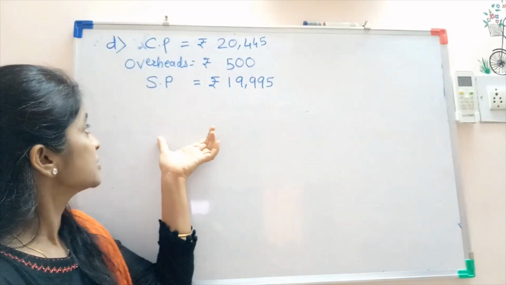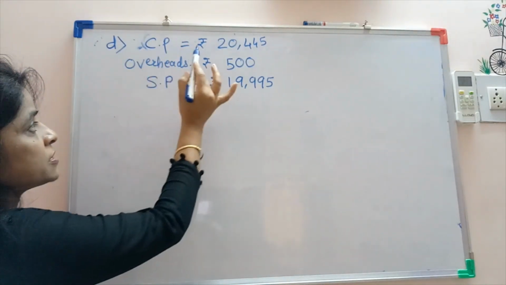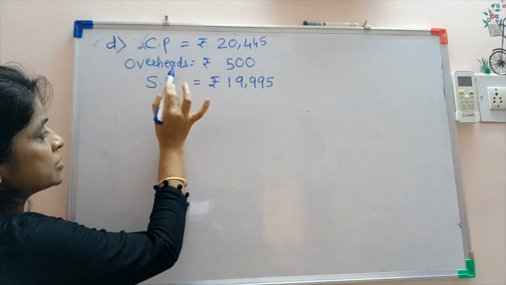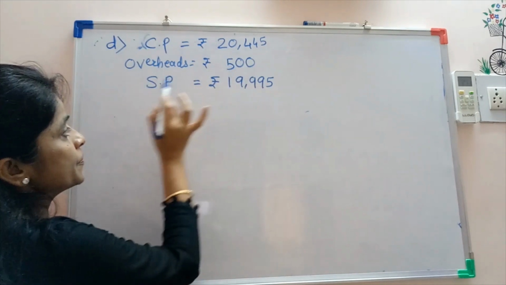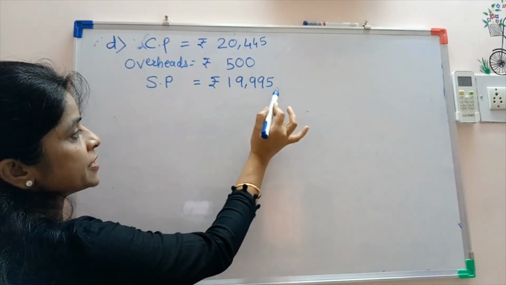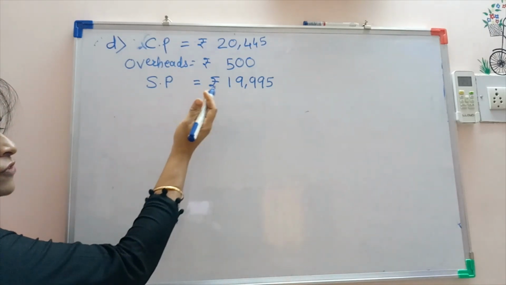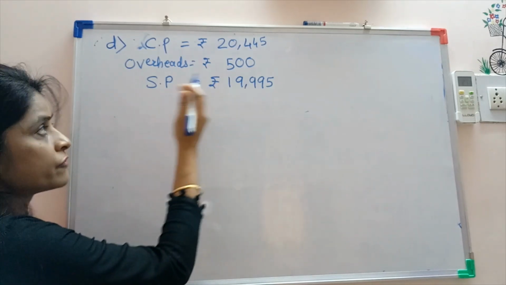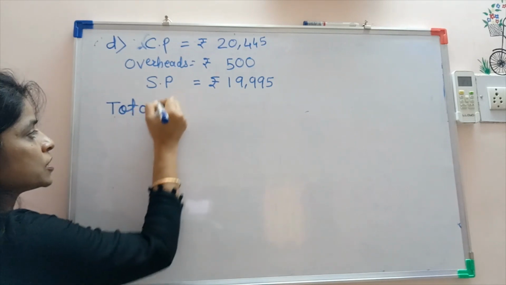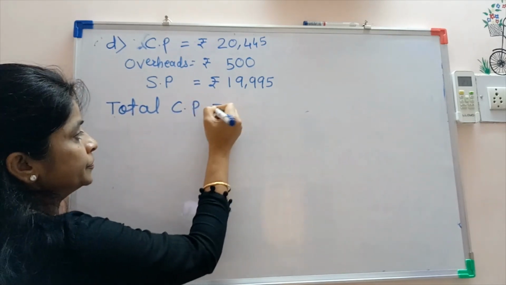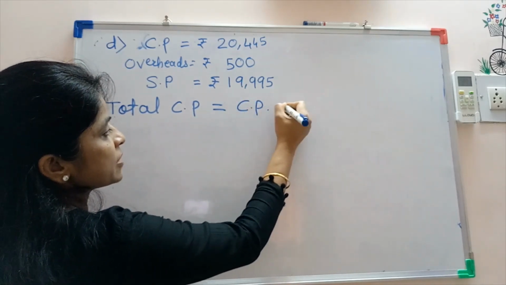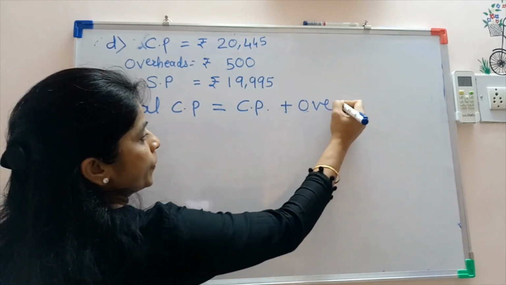Now see another example. Cost price is equal to rupees 20,445 and overheads given rupees 500. Selling price is equal to rupees 19,995. Now students, here you have to find out whether it is profit or loss. For this you have to take out the total CP. Now for total CP, you have to add cost price plus overheads.